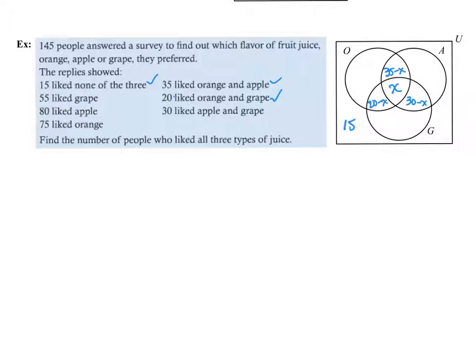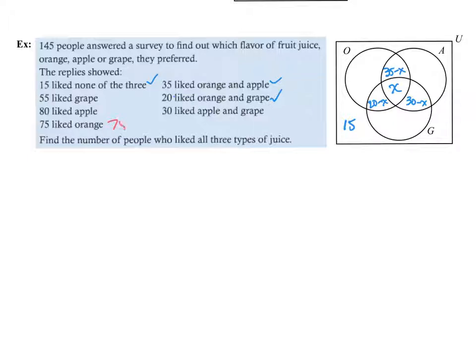So we know that a total of 75 people liked orange juice. So what we're going to have to do is we're going to have to take 75. Let me write it. I'll write it right here. We're going to take 75 people. Let's see.